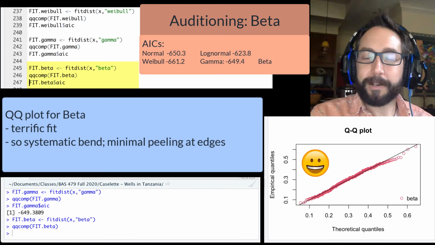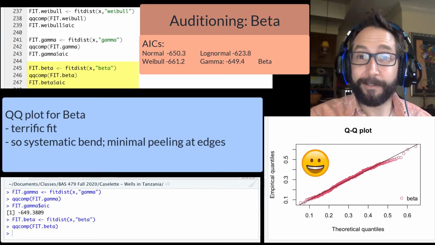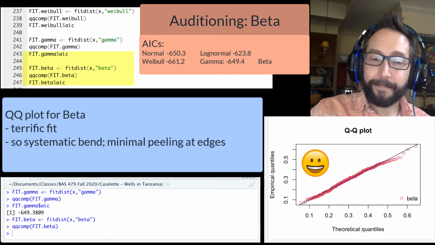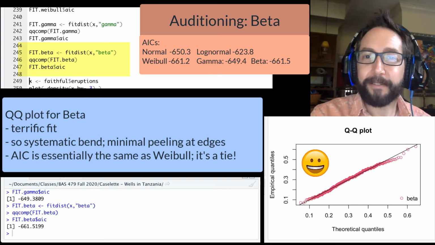All right, beta distribution. We scaled these numbers to be between 0 and 1. The QQ plot reveals that it looks like it's a pretty darn good fit. What's the AIC? Minus 661.5.